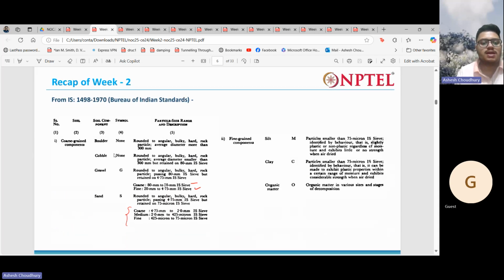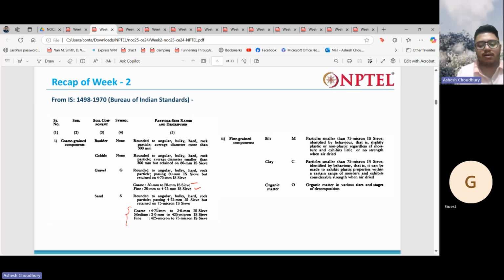So coarse grained soil can be boulder, cobble, gravel, or sand. If the size is greater than 300 mm, we call it boulder. If it's between 300 and 80 mm, we call it cobble. If it's between 80 mm and 4.75 mm, then we call it gravel. Then you have coarse gravel and fine gravel again.